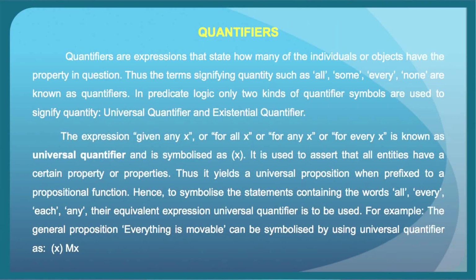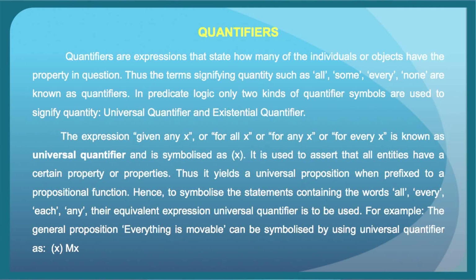We'll see that quantifiers are expressions that state how many of the individuals or objects have the property in question. Thus, the terms signifying quantity such as all, some, every, none are known as quantifiers. In predicate logic, only two kinds of quantifier symbols are used to signify quantity: universal quantifier and existential quantifier. The expression given any x, or for all x, or for any x, or for every x is known as the universal quantifier and is symbolized as (x). It is used to assert that entities have a certain property or properties.